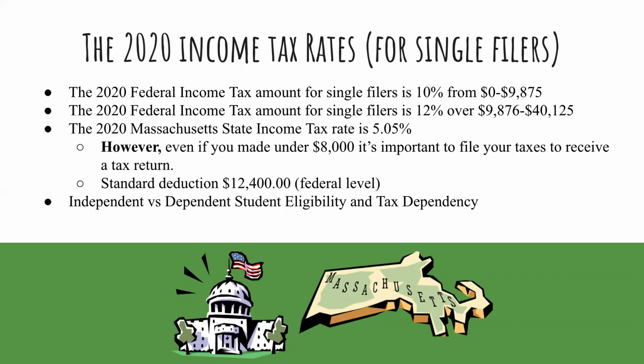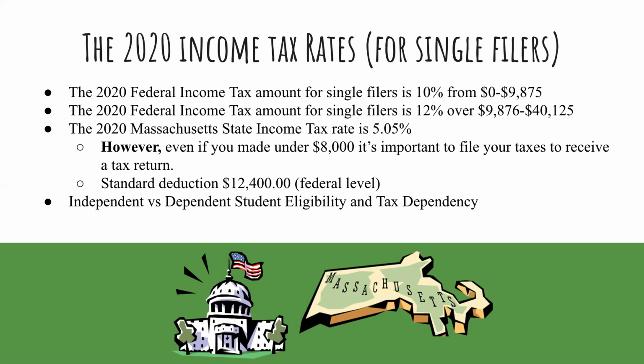So we're going to jump into this slide, and this talks about the 2020 income tax rates. And one of the first things I just want to clarify here is when you go ahead and file in the year 2021, you're actually filing for the fiscal year 2020. And that date ranges from January 1st until December 31st of 2020. So a couple things to notice on this slide is the 2020 federal income tax amount for single filers. So most students will be single filers as they won't have any dependents or have a spouse. So if you are single and not married, you are a single filer. And these are the different tax rates.